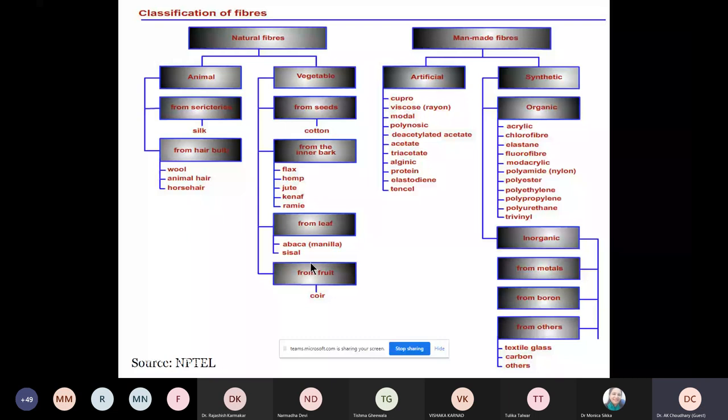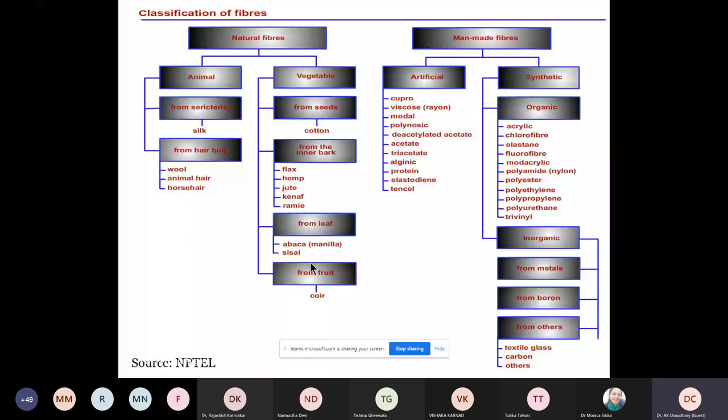So anyway, come to the other part, and that is the man-made fibers, a range of fibers manufactured by man, by scientists, by R&D people. And there are two. One is the artificial, and that is cupro, and this is viscose rayon, modal, polynosic. These are the list of the artificial man-made fibers.